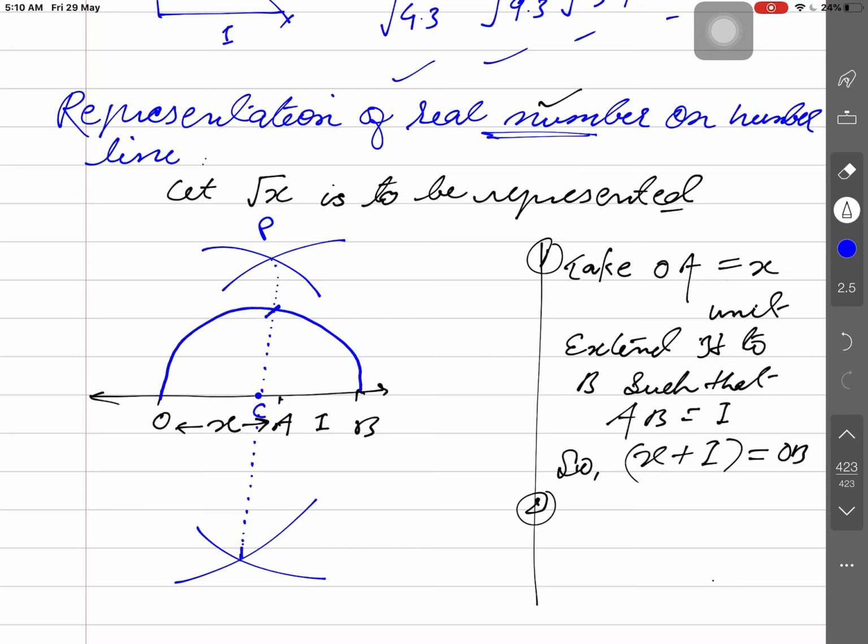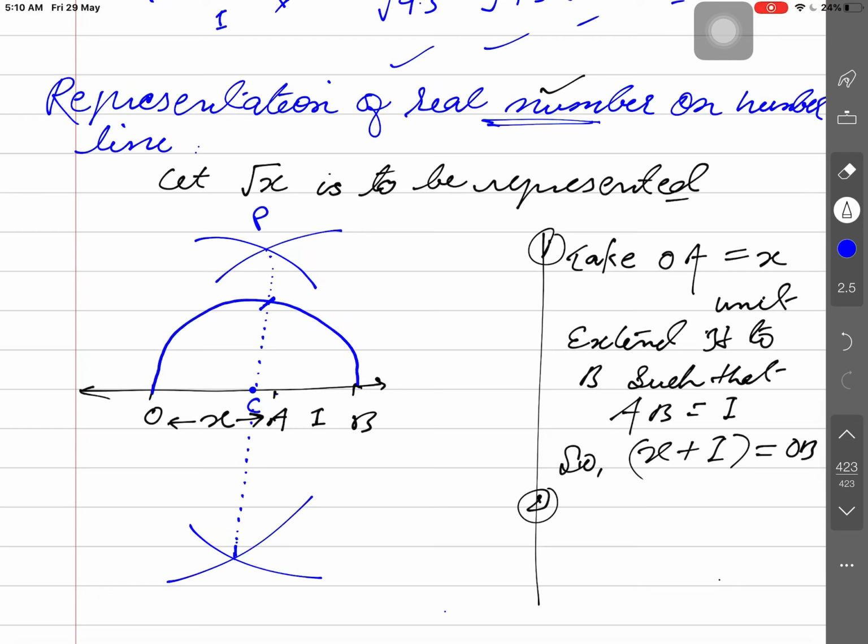Is that clear? And further, what you will do here: at center A, and this is called center A right now, you took OA equal to, and OC is furthermore also there, and later you will draw a perpendicular. So this distance is called what? Please tell me. OP.